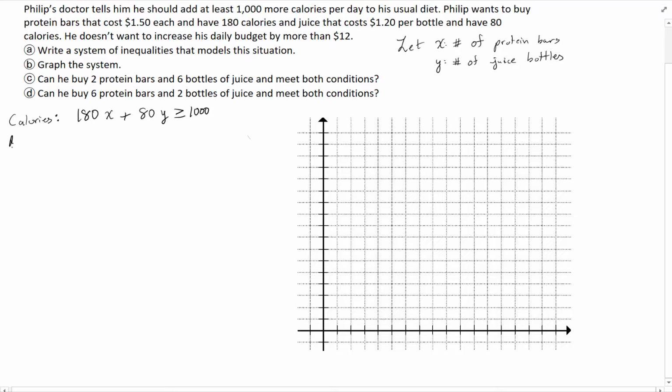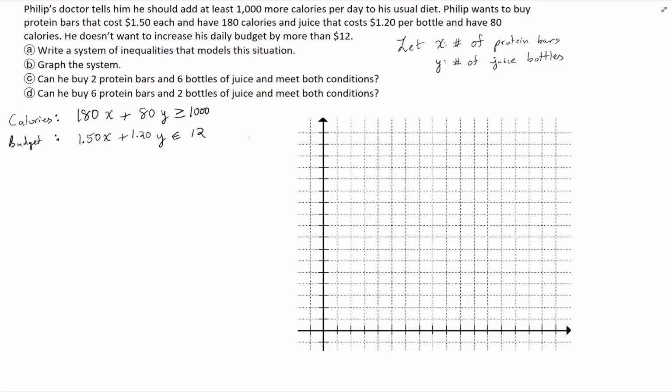We also have a budget constraint. We don't want to increase the budget by more than $12. Each protein bar costs $1.50, so we have $1.50 times the number of protein bars, and each juice bottle costs $1.20, so $1.20 times the number of juice bottles, and not more than 12. So that's less than or equal to 12. So there's our system. And now let's graph the system.